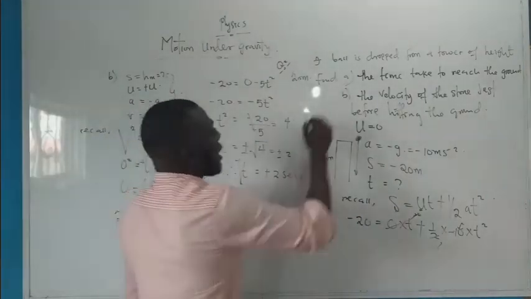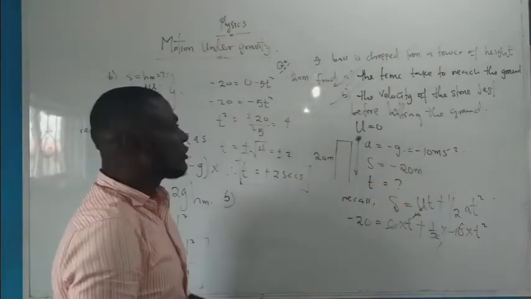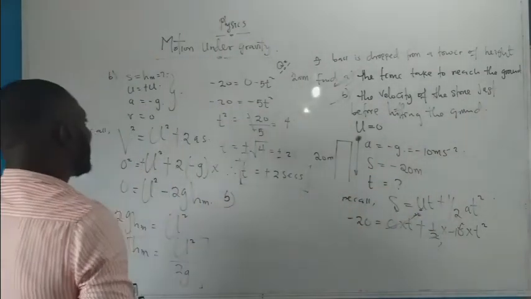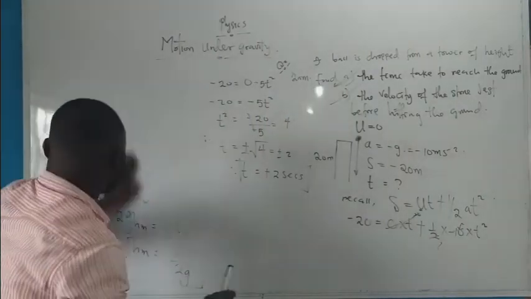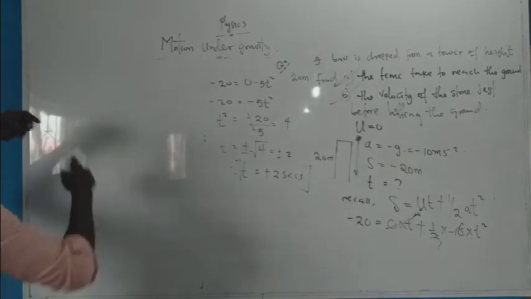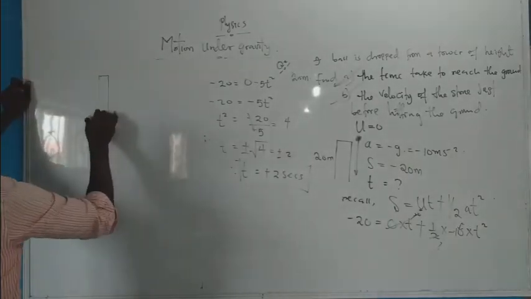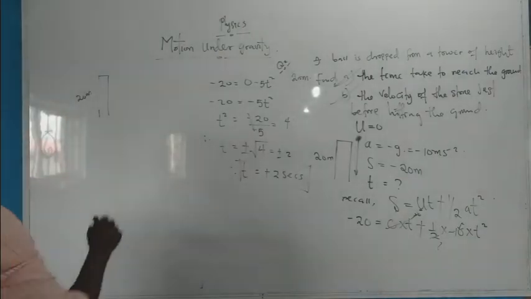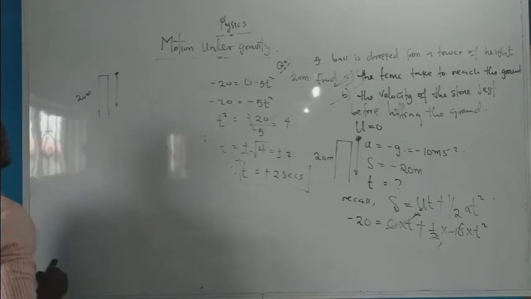Part B. The velocity of the stone just before hitting the ground. Look at the diagram again. We have a tower. The height of the tower is 20 meters, and a stone is dropped from that height.